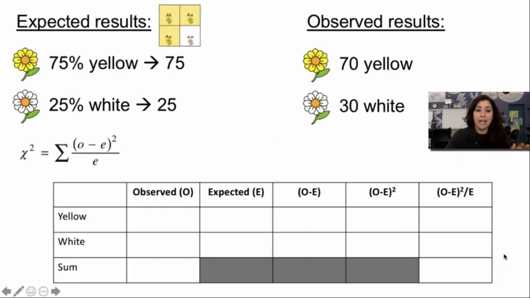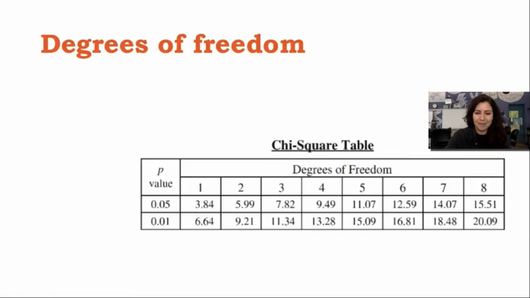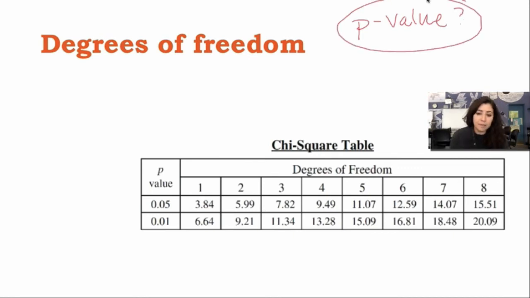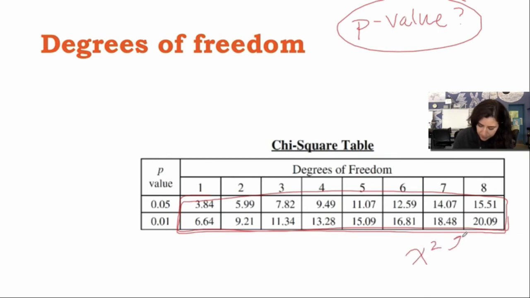Okay, so now we have that chi-square value, and remember the whole point was we were trying to figure out the p-value. Well, to find the p-value, we're going to need to use this chi-squared table. The chi-squared table has a lot of stuff in it, so in here, this box, these are all the possible chi-squared values, and they are corresponding to these p-values.